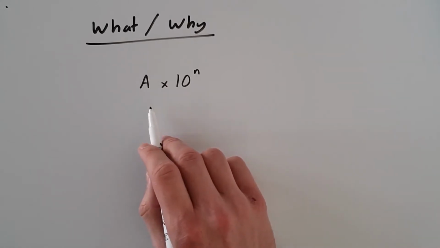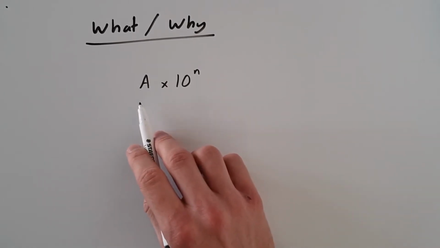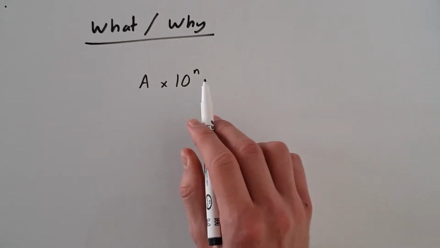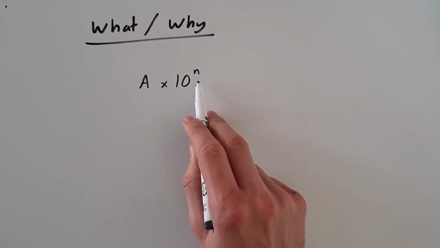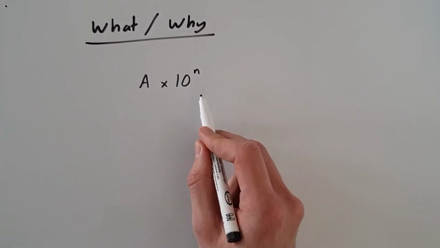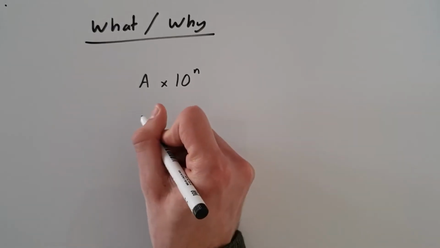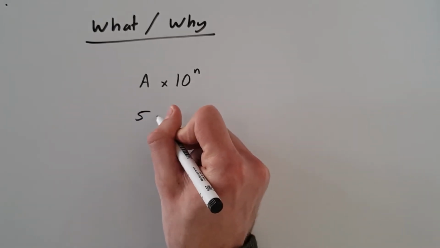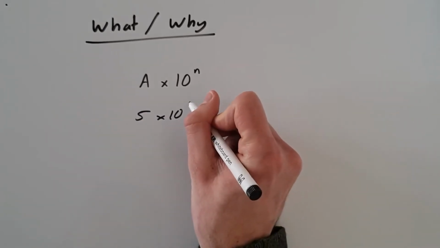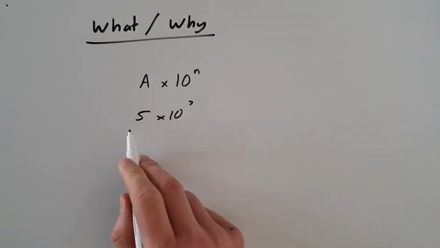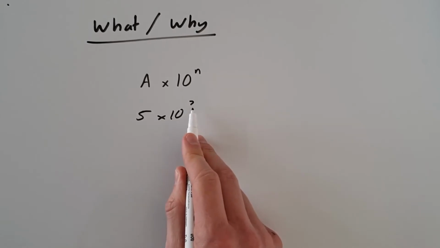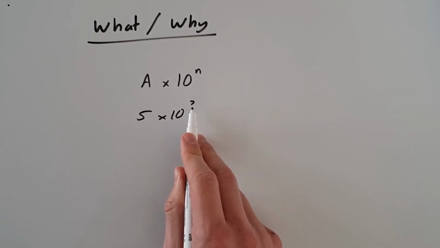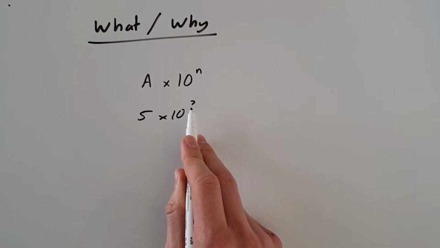So this is how we write standard form, okay, where A represents a number between 1 and 10, and then n can be any whole number, okay, so that's negative or positive. So to give you an example of this then, an example could be something like 5 times 10 to the 7. Our first number here is between 1 and 10, it's 5, and this one is any positive or negative whole number. So here we've got 7.